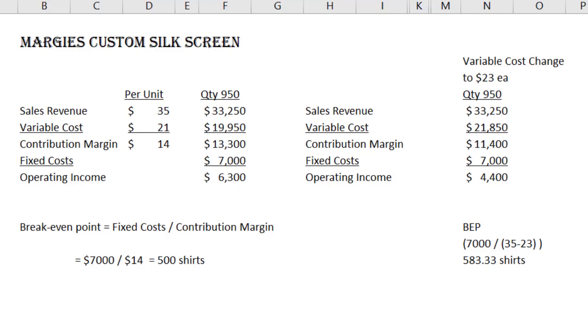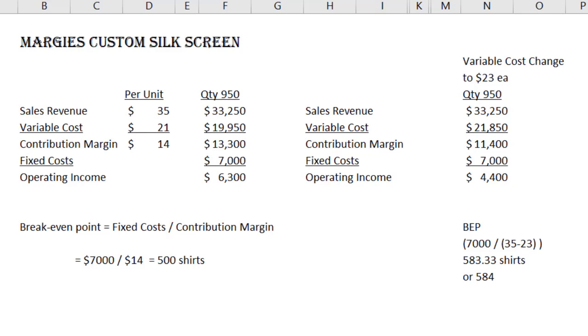That means that she's going to have to sell more shirts to break even too. If you do the math, it comes to 583.33 shirts that need to be sold. However, when it comes to break-even point, you always want to round up. Even if it's a low number like 0.33, we can't sell just 0.33 shirts, so we have to round that up to the next number. So 584 shirts would be the minimum number she needs to sell in order to break even. If you round down to 583, then you're not going to break even. You're going to be a little bit short. So always round up on break-even point.